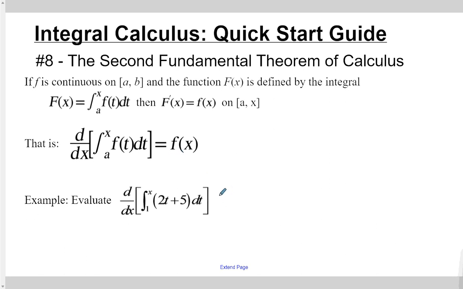So, based on this rule, all we're really saying is that, let's say you were told to take the derivative of the integral from 1 to x of the expression 2t plus 5 times dt. What should you get? Well, by this rule, you should just get 2x plus 5.